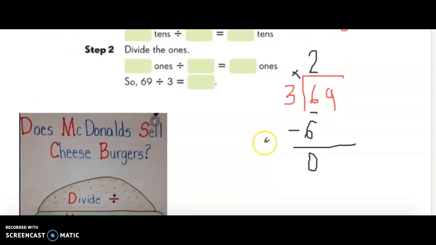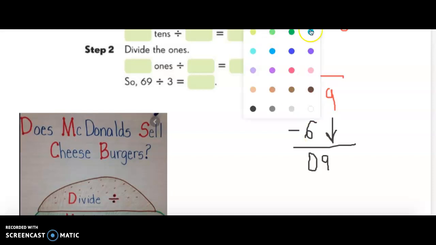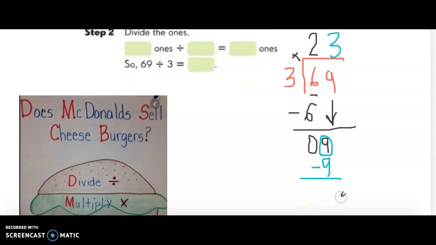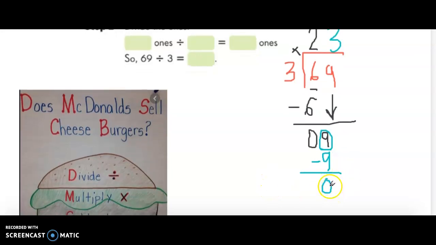And then we will bring down. So we bring down the 9, and then we start all over. But the biggest thing I want you to keep in mind is now we are going to be dividing from down here. So we're going to be doing 9 divided by 3, which gives us 3. Then multiply 3 times 3 to get 9. Subtract to get 0. Check. We're good to go.